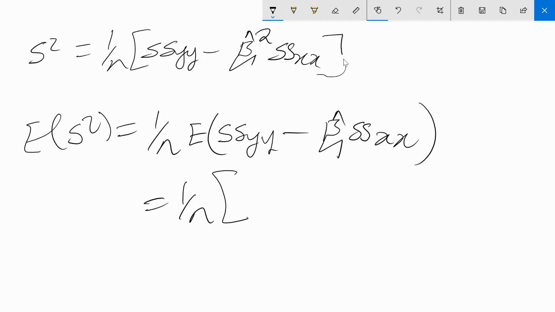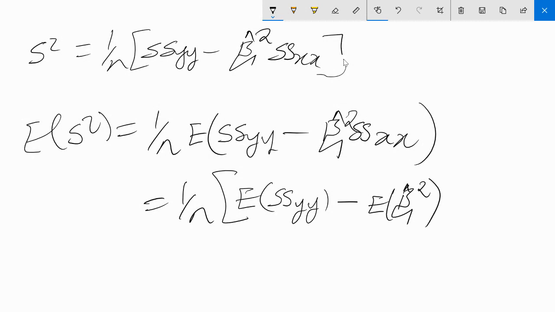And now we can distribute the expected value again. We're going to have the expected value of SSYY minus the expected value of beta 1 hat squared. Because this is a constant, we cannot find the expected value of that, so we leave it like that. I'm going to first find the expected value of this, come back and find the expected value of this, then plug them together, because I don't have a space where I can find them simultaneously.